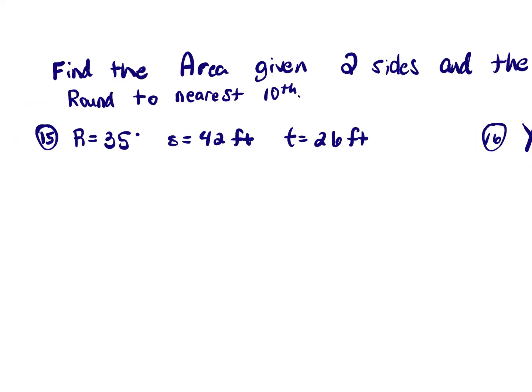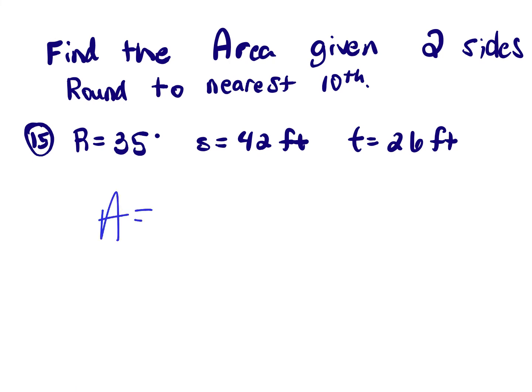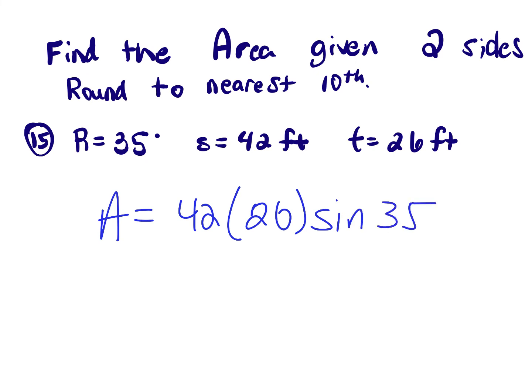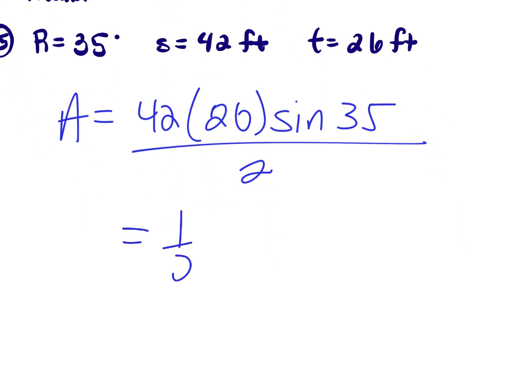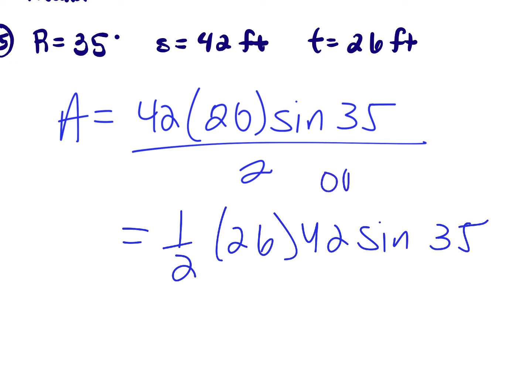You take the two sides that they give you, area equals 42 times 26 times the sine of 35, and divide that by 2. And again, feet squared, yards squared, meters squared. If you like the formula the other way, 1/2 times 26 times 42 times the sine of 35. These two things are the exact same thing. Dividing something by 2 is the same as multiplying by 1/2.